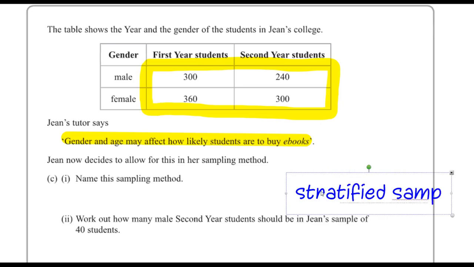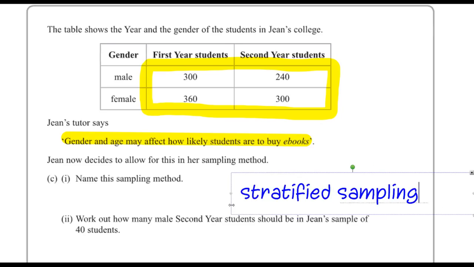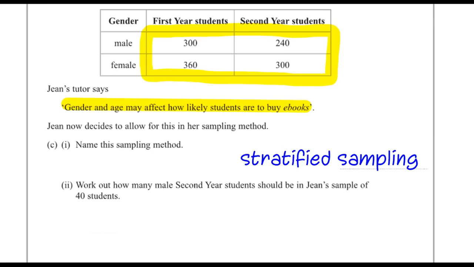So stratified sampling is the method. Part 2, work out how many male second year students should be in Jean's sample of 40 students.